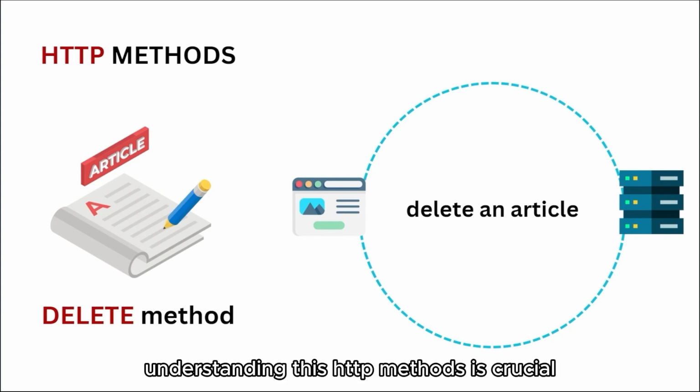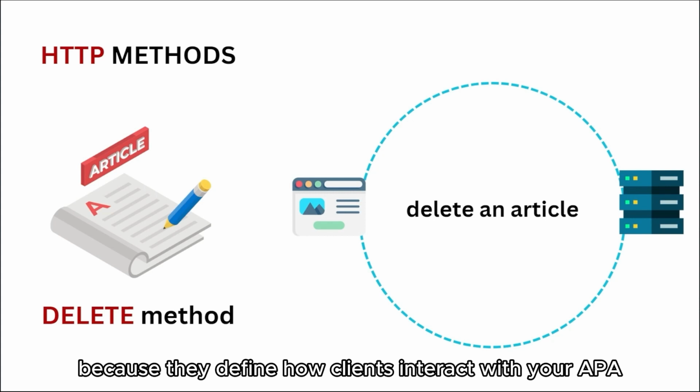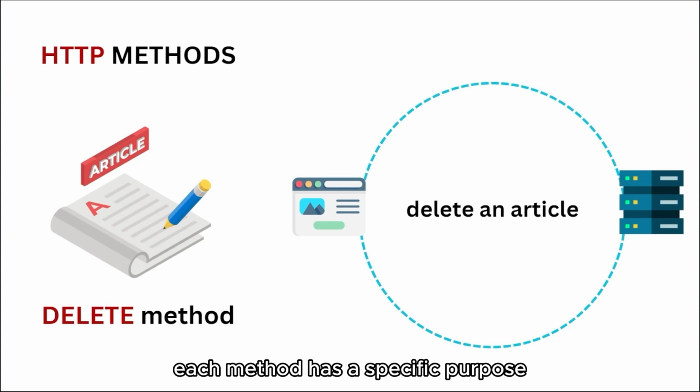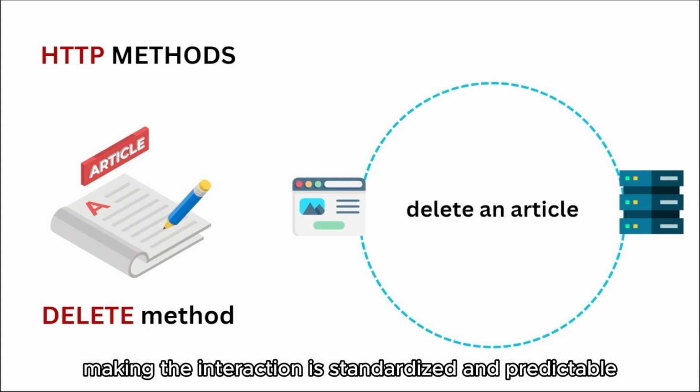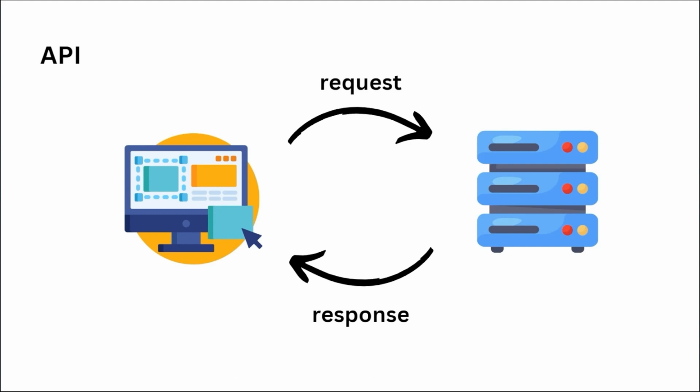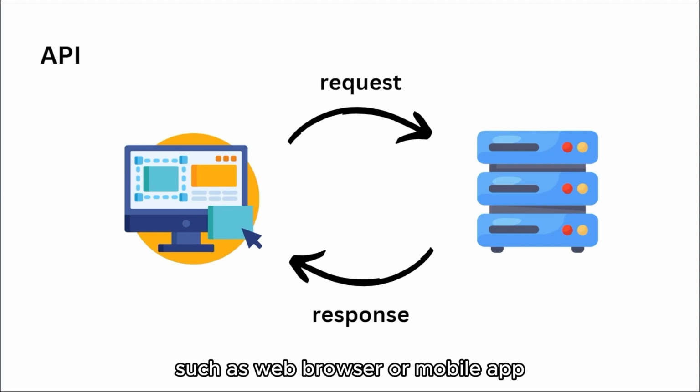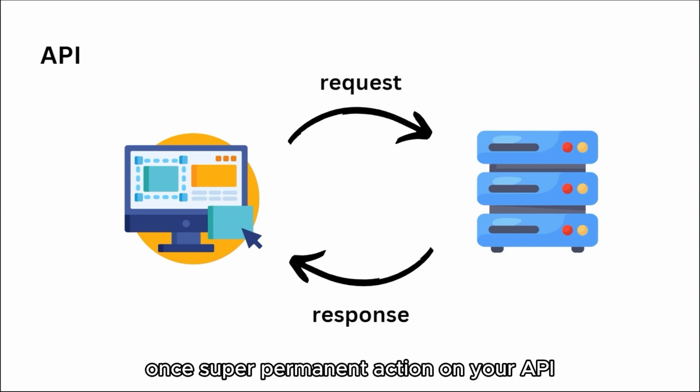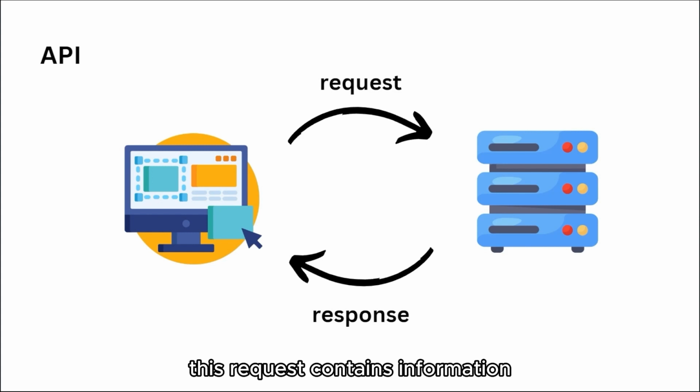Understanding these HTTP methods is crucial because they define how clients interact with your API. Each method has a specific purpose and action associated with it, making the interaction standardized and predictable. Now that we have a deeper understanding of HTTP methods, let's talk about API endpoints. When a client, such as a web browser or mobile app, wants to perform an action on your API, it sends a request to a particular endpoint. This request contains information about what action it wants to perform along with any data needed.